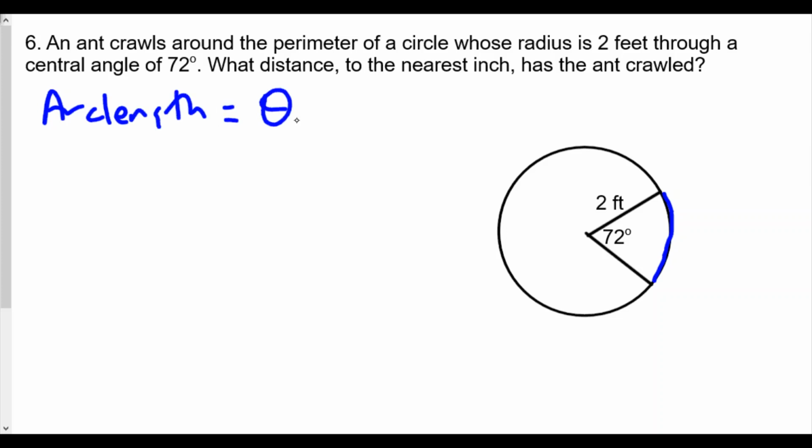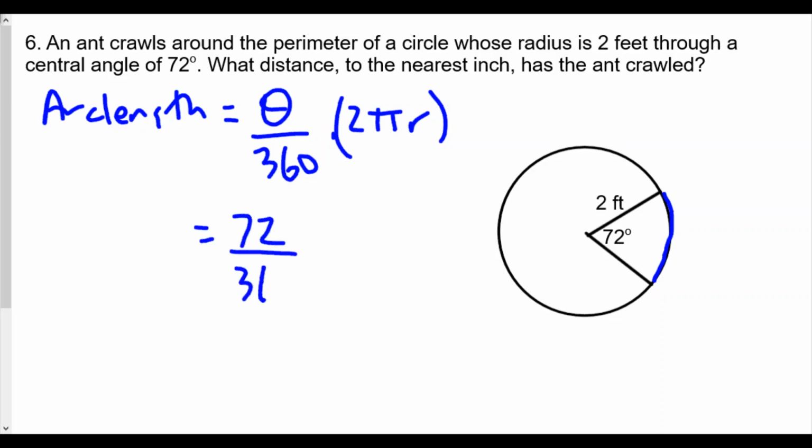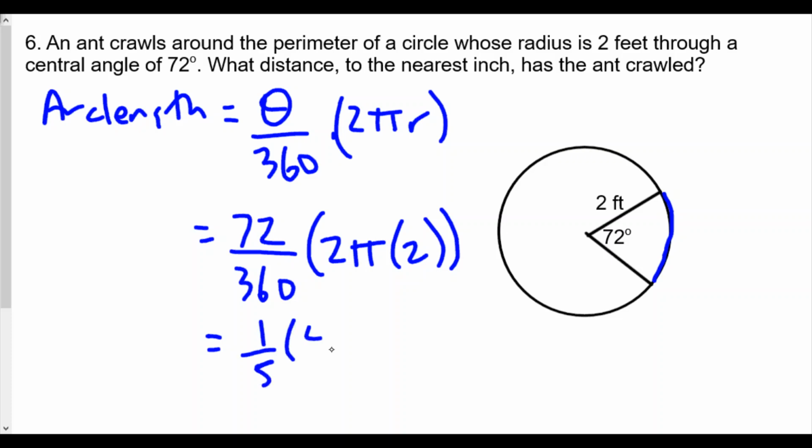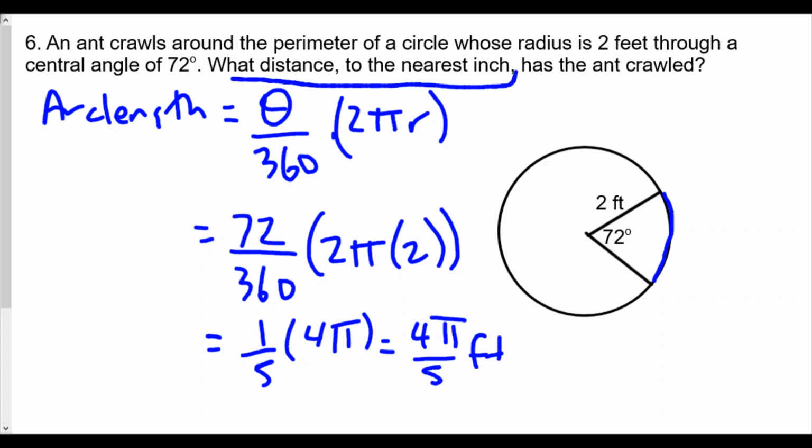Our arc length, we know, should be the central angle over 360 times 2 pi r. That's the circumference of the circle. The circumference we know is 2 pi r, and so we have 72 degrees over 360, a fraction of the circle, times 2 times pi times 2. Now, 72 goes into 360 5 times, so 1/5 times 4 pi, or in this case, 4 pi over 5 feet. That's the exact value. But now wait a minute, the distance to the nearest inch is very important, because now we have a unit situation. So this really is going to be 4 pi over 5 times 12 inches.